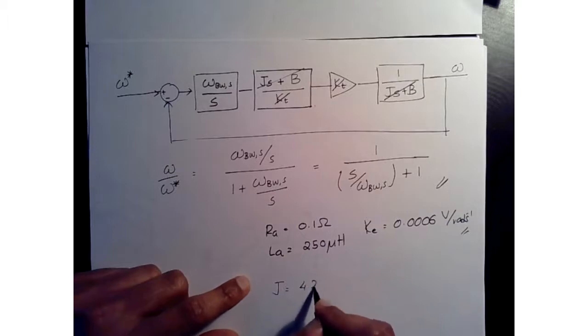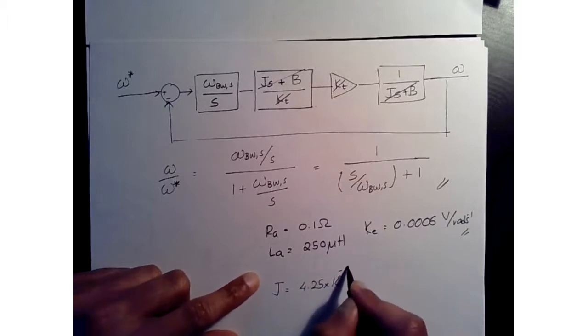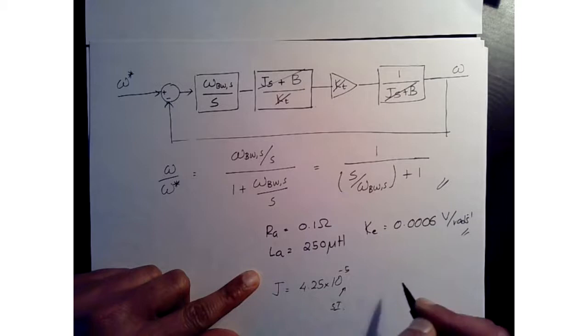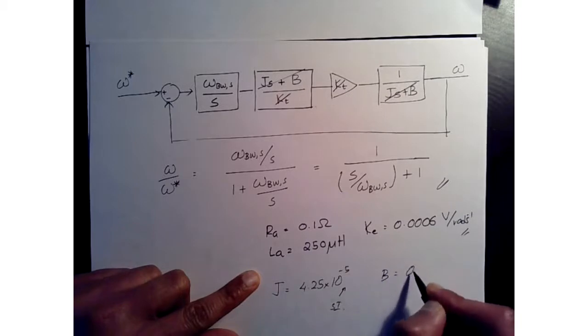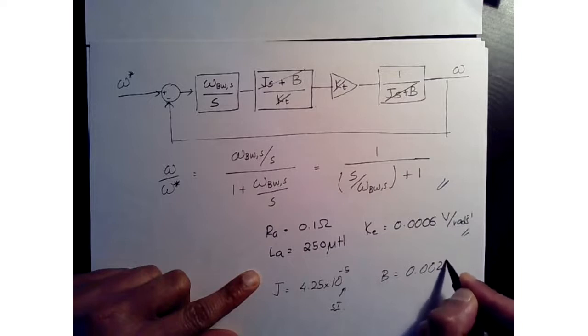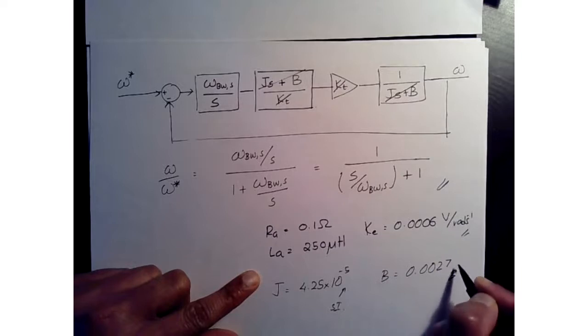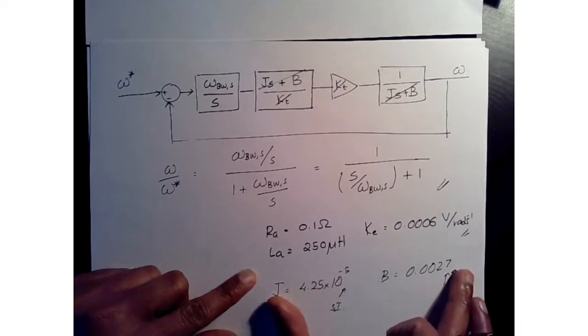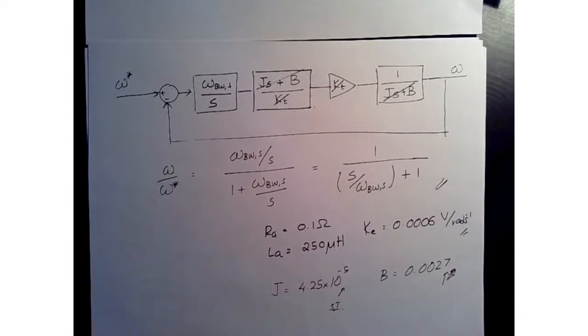And if I give you J, let me see, 4.25 times 10 to the negative 5. I forget units for this, I don't want to lie here, but SI units. And for B, I believe this is 0.0027. I might have to look up these units, but for J and B, given this, can you design the control loop and try to simulate that?